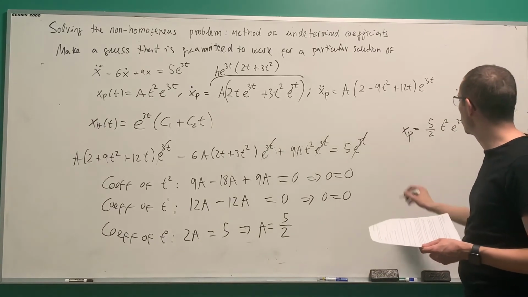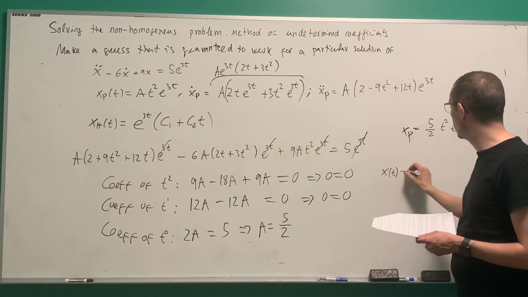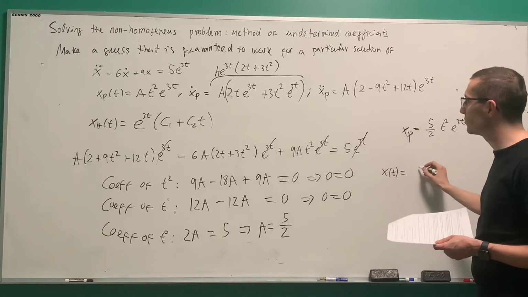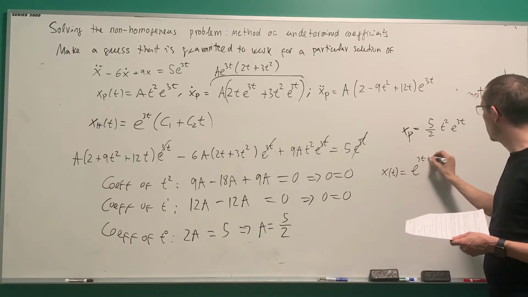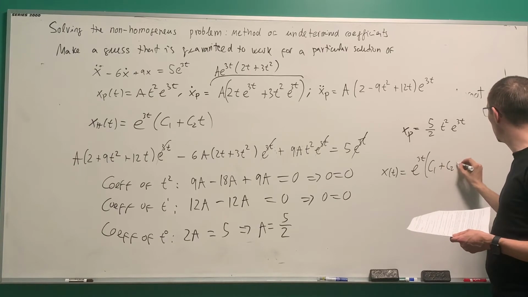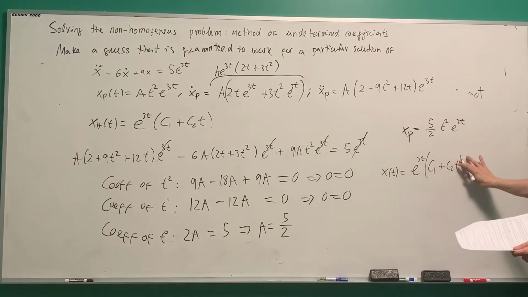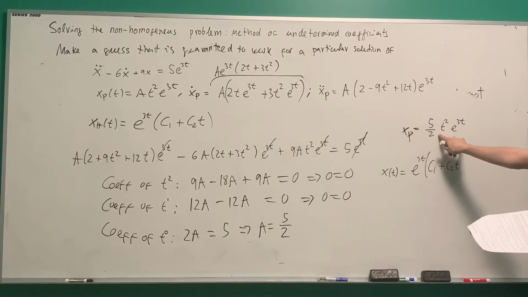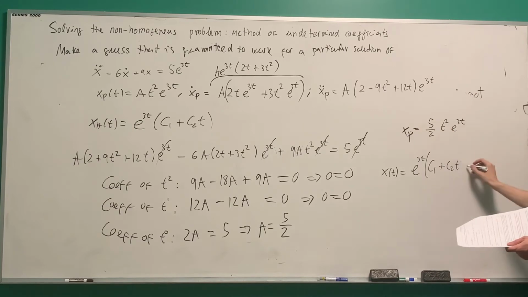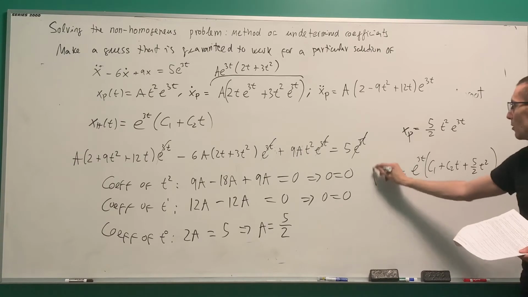That's the particular solution, which means that the total solution x of t would be the sum of the homogeneous one, which is e to the 3t times (c1 plus c2 t), plus the particular solution that I can add as common factor to e to the 3t, so plus 5 over 2 t squared. That will be the full solution.